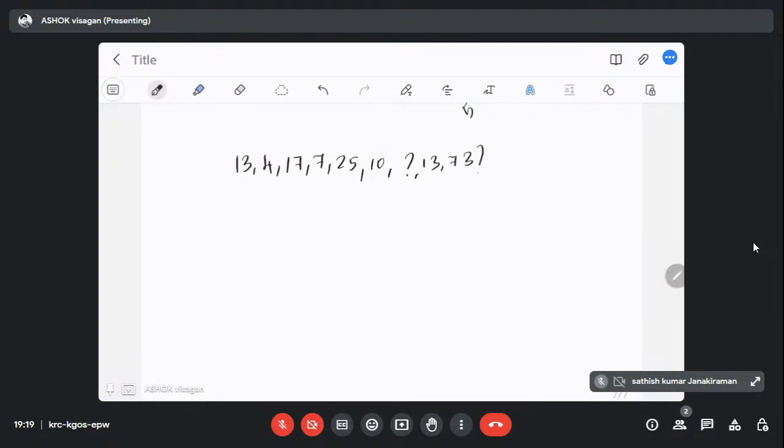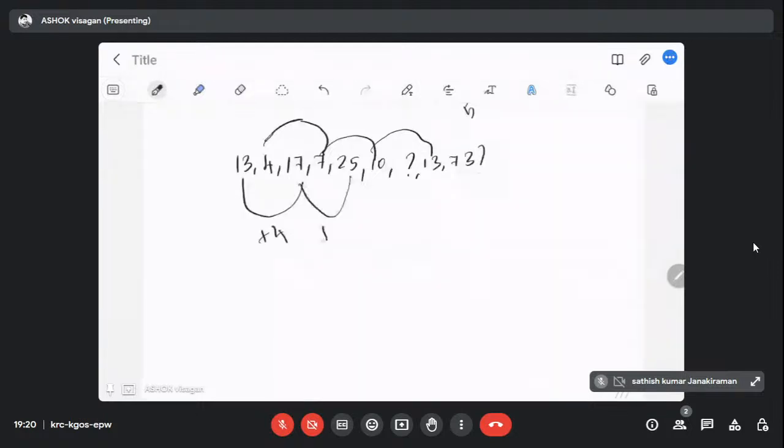So here 4 plus 3 is 7, 7 plus 3 is 10, 10 plus 3 is 13. And next one is here 13, 17 plus 8, 25 plus what? Next one, what are they expecting? 16.